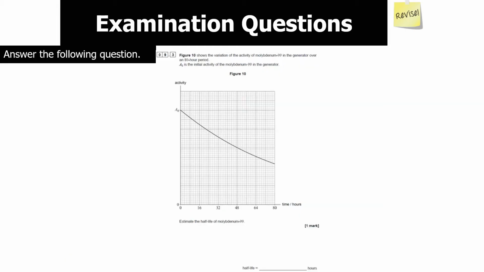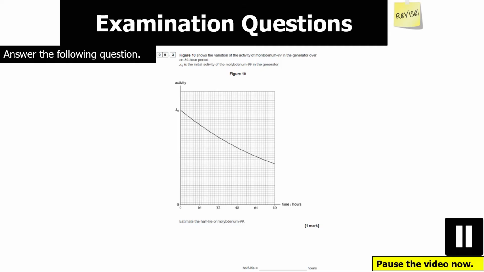The next question says, figure 10 shows the variation of the activity of molybdenum in the generator over an 80-hour period. A0 is the initial activity of the molybdenum in the generator. Estimate the half-life of molybdenum. So pause the video now, then unpause the video when you want to go through your answer.